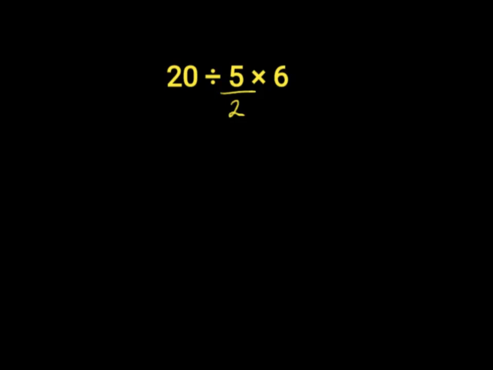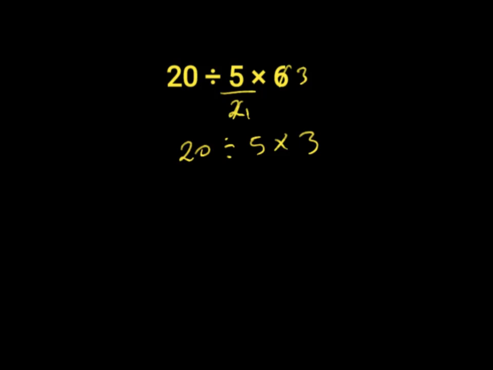20 divided by 5 over 2 times 6. 2 into here 1, 2 into 6, 3. Then we are left with 20 divided by 5 times 3. Now we have a division and a multiplication. We are going to work with our division first.